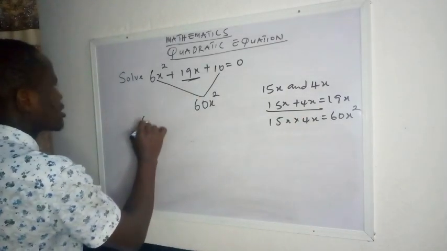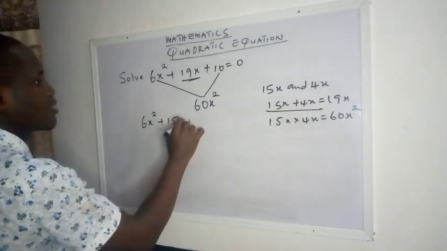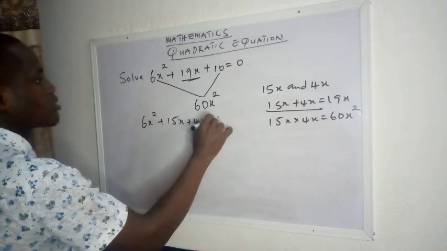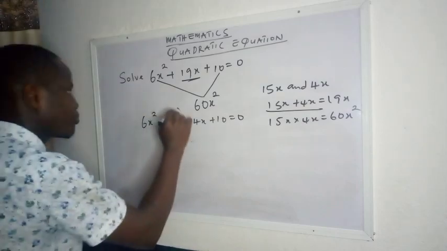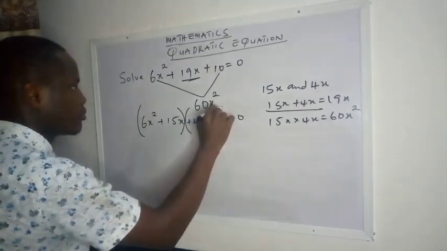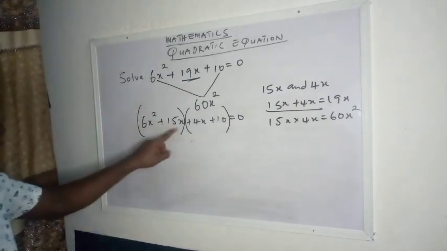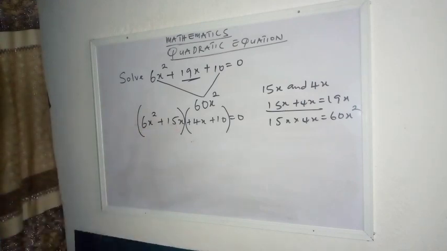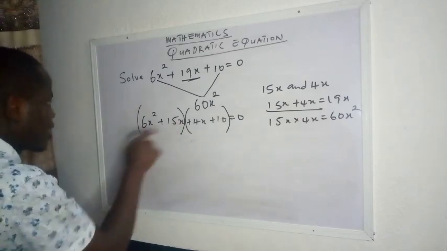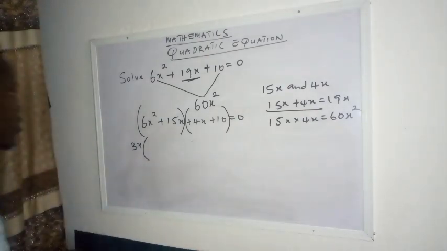So we're going to get 6x squared plus, anyone can come first, no problem, plus 15x plus 4x plus 10 equal to 0. Next we'll group. Now what is common here and here? It's obvious that 3 is common here and here. So I'm going to factor out 3x, look at x. I'm going to factor out 3x. 3x is common. So I'm going to divide now.